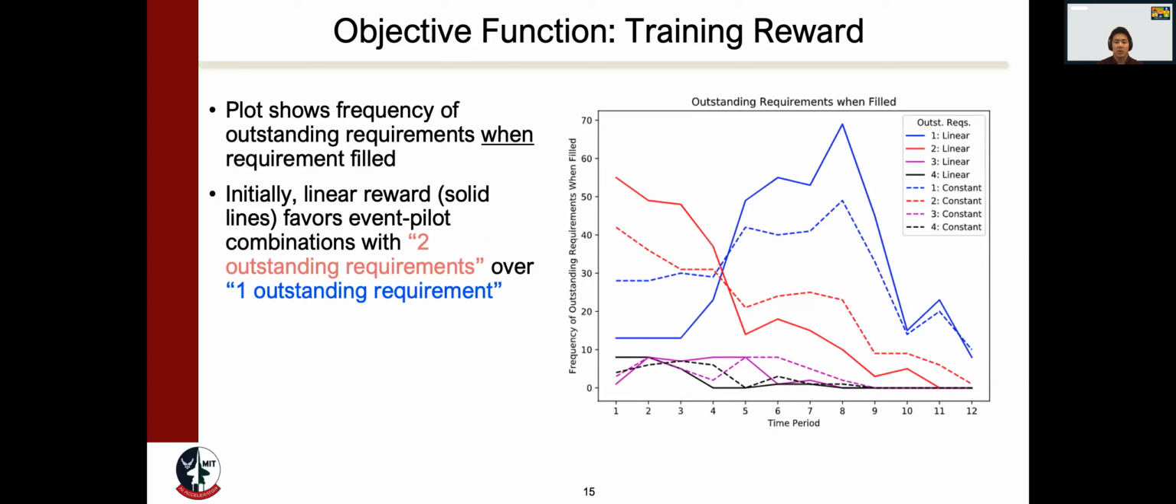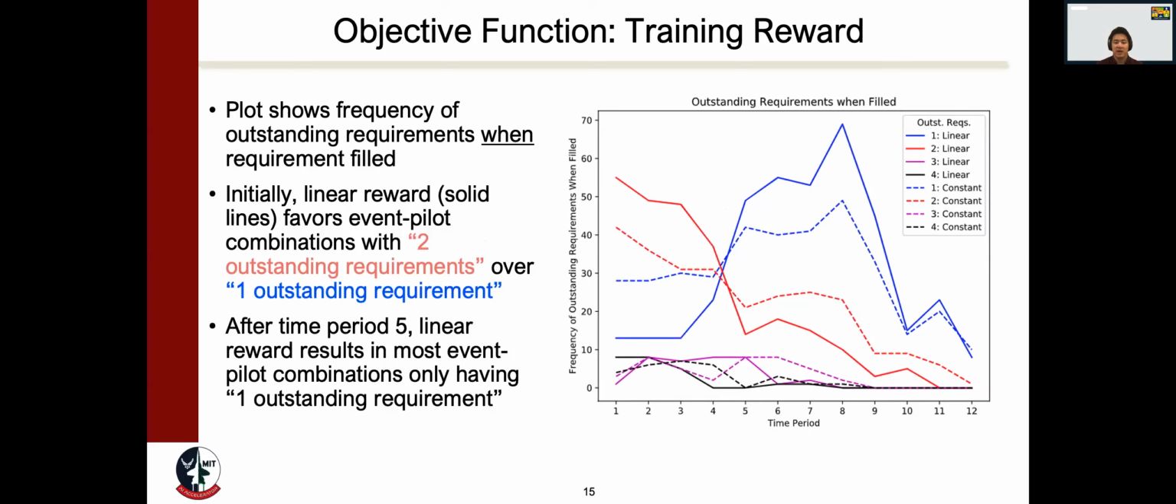We see that the linear reward initially favors filling the 2 outstanding requirements in red more than the 1 outstanding requirements in blue. After time period 5, the linear reward has most pilot event combinations only having 1 outstanding requirement. In fact, in the last 2 time periods, the linear reward results in at most 1 outstanding requirement. This is good from the standpoint of robustness, as pilots are close to being up to date with the requirements well before the last time period.